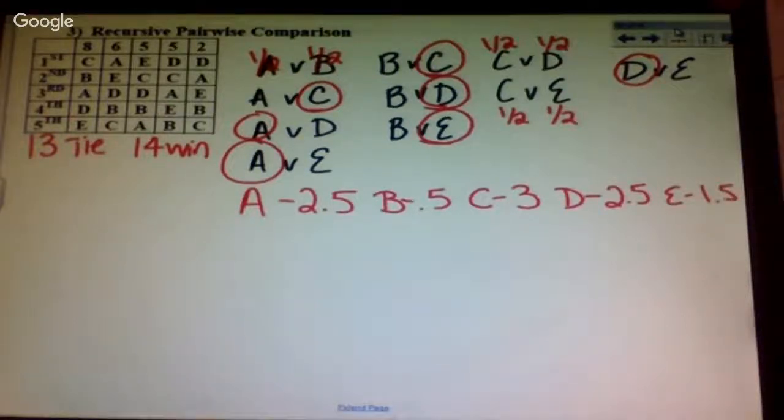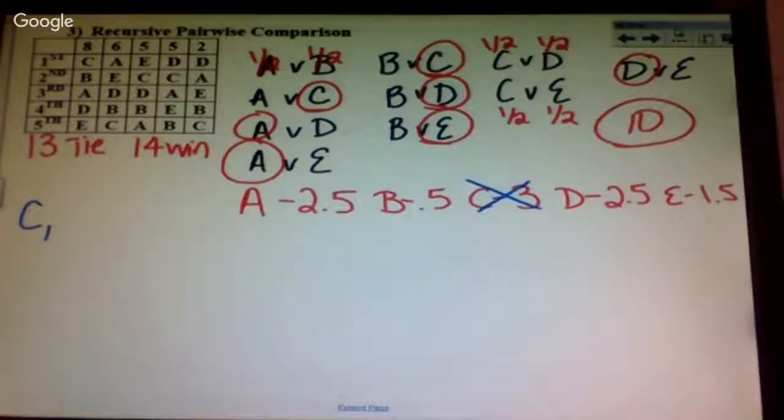Okay. Because I did 10 comparisons up here, this total should be 10. Double check yourself and make sure it's correct. 2.5 and a half is 3, plus 3 is 6. And then we've got 8.5, 9.5, 10. So who should my winner be right now? C. So C wins.